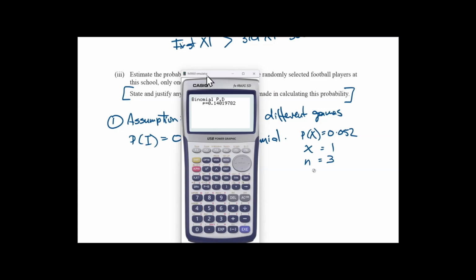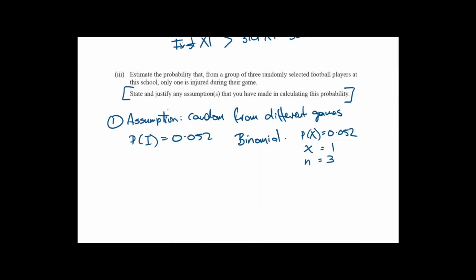And it's going to be 0.1402. The X equals 1 is 0.14. This is telling me that my washing is done. It's always good to know. So it's 0.1402 if we assume that these are from different games.